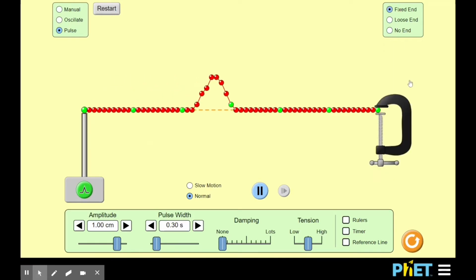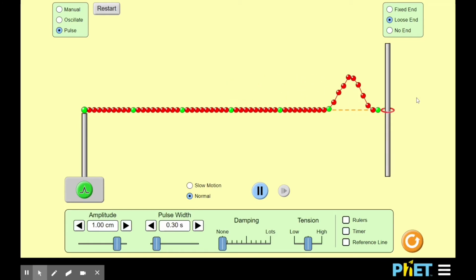Now, one thing I want you to notice is the difference between a fixed end and a loose end. A fixed end, when the wave reflects off of the end, will invert the wave. You can see it on this side as well, where the wave comes up when it hits, and then on the other side, the wave goes down. On a loose end, as the wave hits it and reflects, the wave will actually stay on the same side of the equilibrium. This line represents the equilibrium, and you see the wave is above, and when it hits, it's above still.